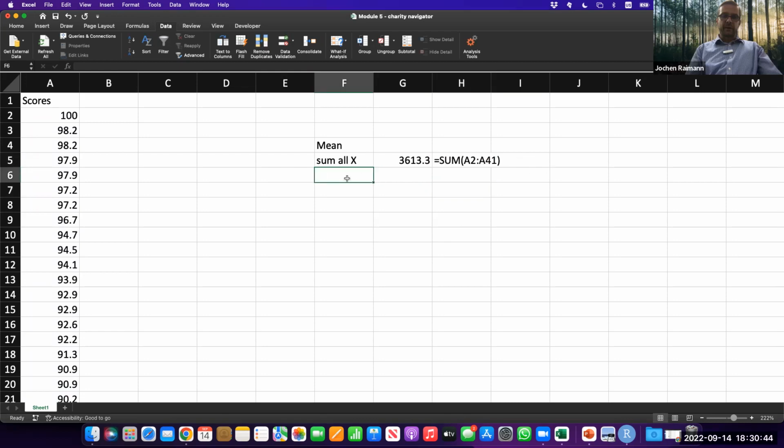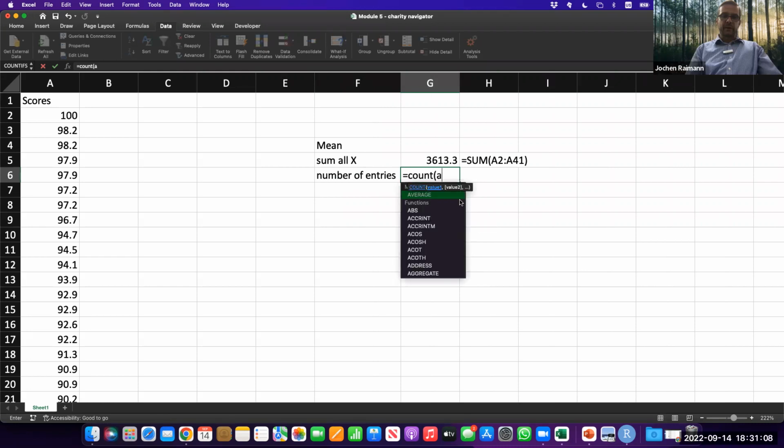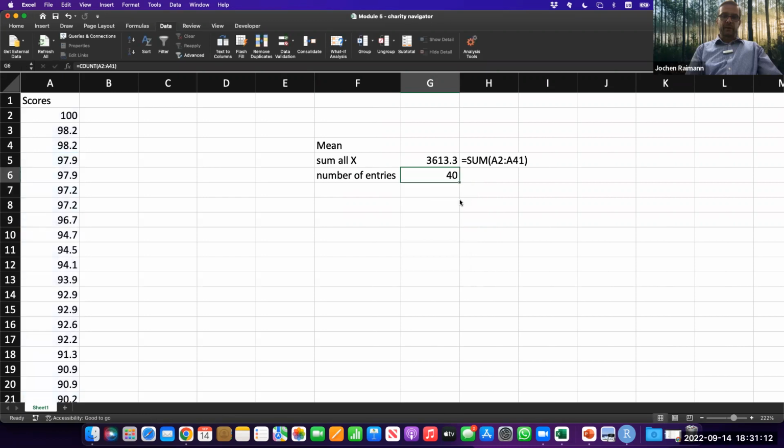So now you need the number of... First, you have to do the equal sign first? Yes, correct. And now you want the number of entries, the so-called sample size, or so-called n. Remember the volcano example with the count function. So you do count A2 to A41. It counts exactly those 40.